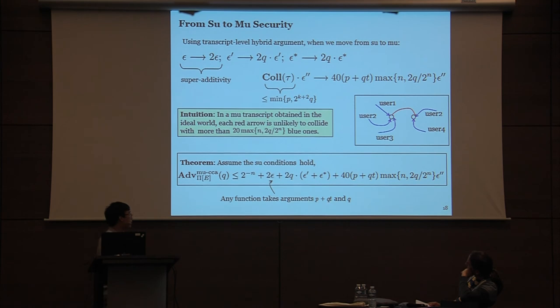And here's the generic theorem to move the sealed conditions to the mu setting. The term 2 to the minus n is the probability that some red arrow is hit by too many blue ones.